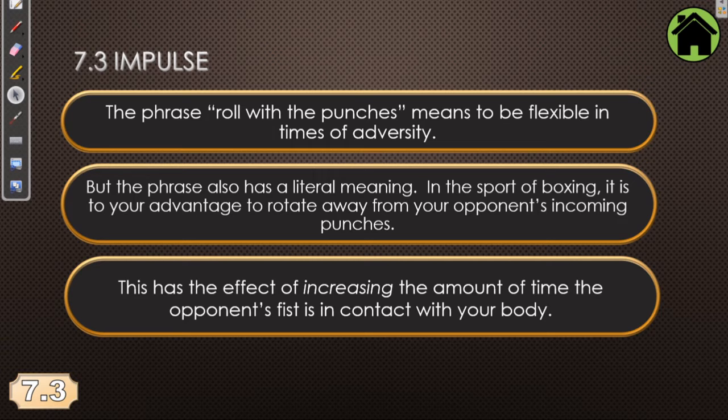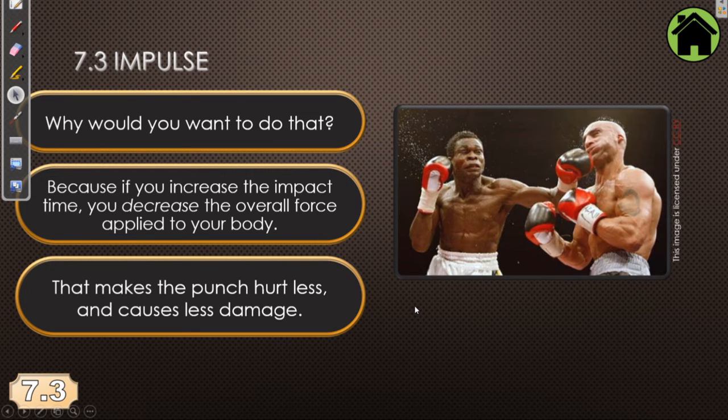You may have heard of the phrase roll with the punches, and when it's used figuratively, it means that you are flexible in times of adversity. You just kind of take things as they come and you deal with them. But it has a literal meaning from the sport of boxing, which means that if somebody's throwing a punch at your face, you actually want to twist or rotate away from the incoming punch. And what this does, it actually increases the amount of time that the punch is in contact with your face.